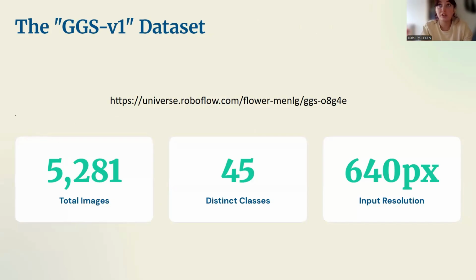The dataset contains over 5,000 images, and there are 45 distinct classes of crops and pests. I trained the model on a Tesla T4 GPU because my computer couldn't handle it. I used Google Colab. And I also want to mention something.